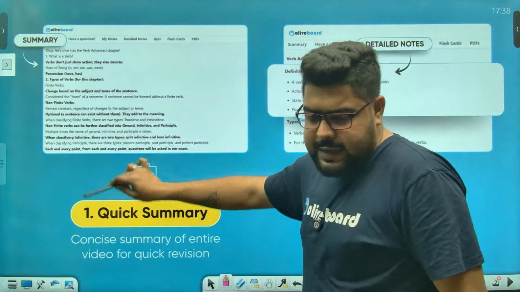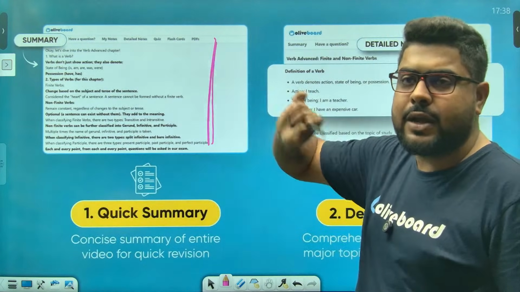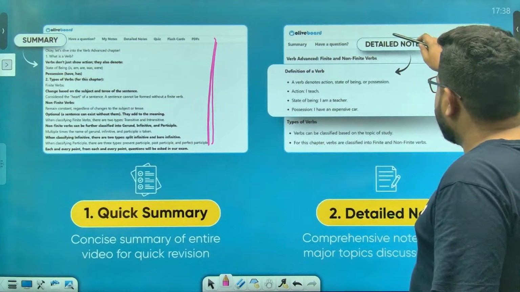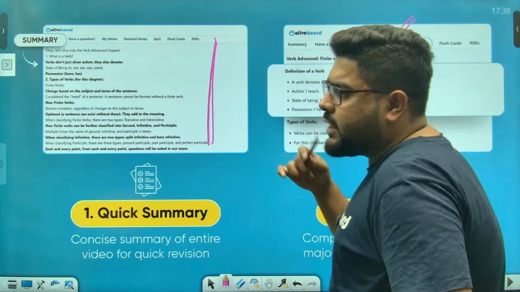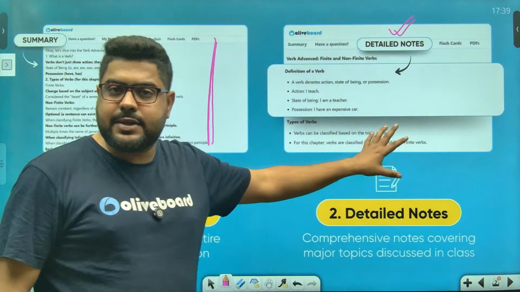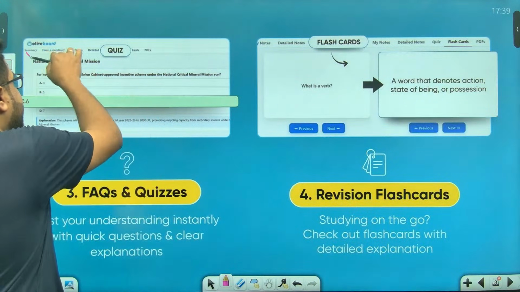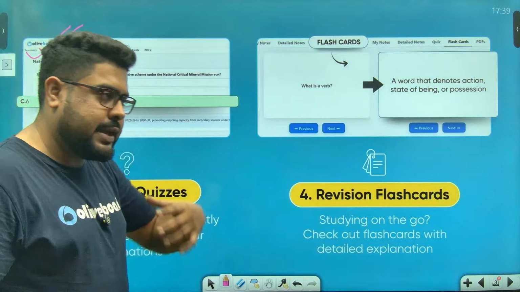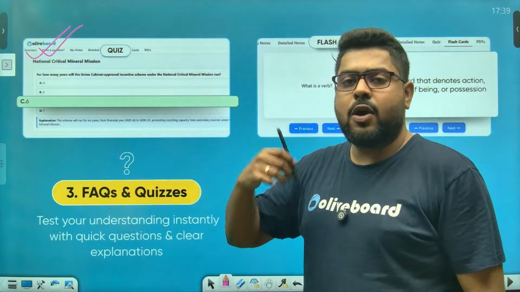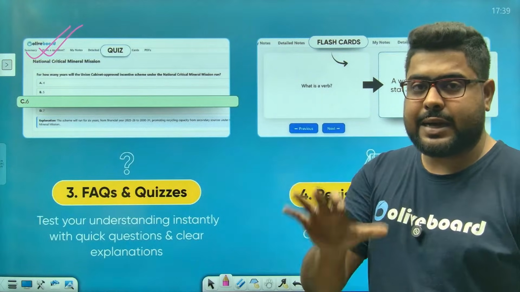For every class, you will have a quick summary of the entire class. You don't need to go through the entire 1 hour, 2 hour long classes for a quick summary. Whatever topics have been discussed in that class, you can get detailed notes of that. You will also get a quiz on those topics. Let's say you have done profit and loss, you will get a few profit and loss questions on the go, so that you can practice based on whatever topics you have done in that class.